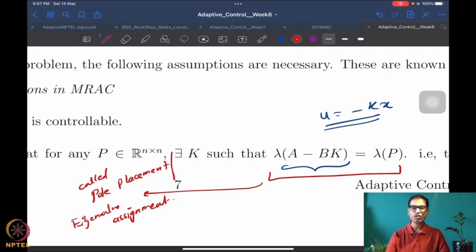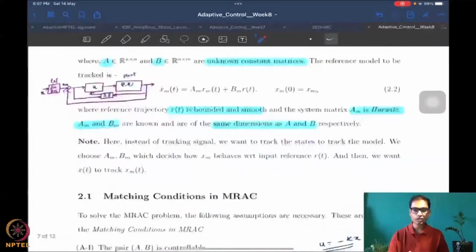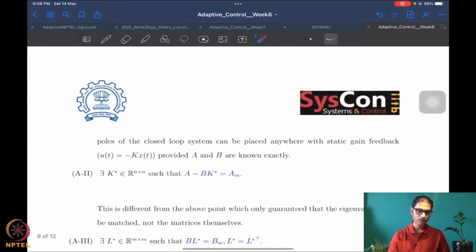What it means is we are not really going to be able to match two matrices. Not every entry of the matrix might match, but what matches is the eigenvalues of the matrices. So this is called pole placement or eigenvalue assignment. This is possible whenever A and B are a controllable pair. If you do not know what a controllable pair is, please go and revise. Great. So that's the first condition.